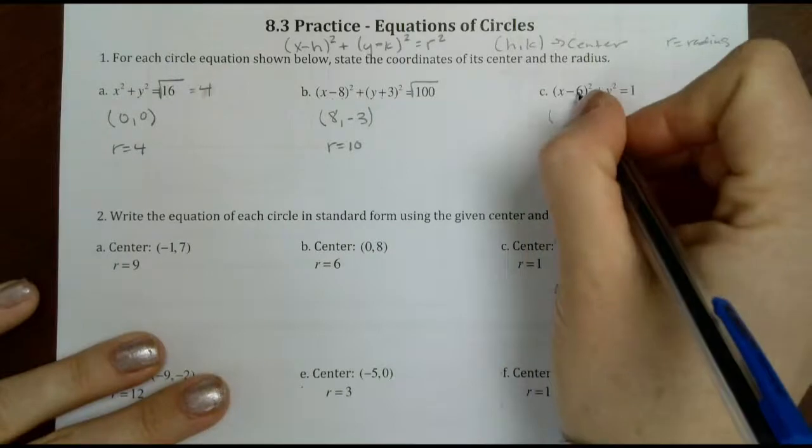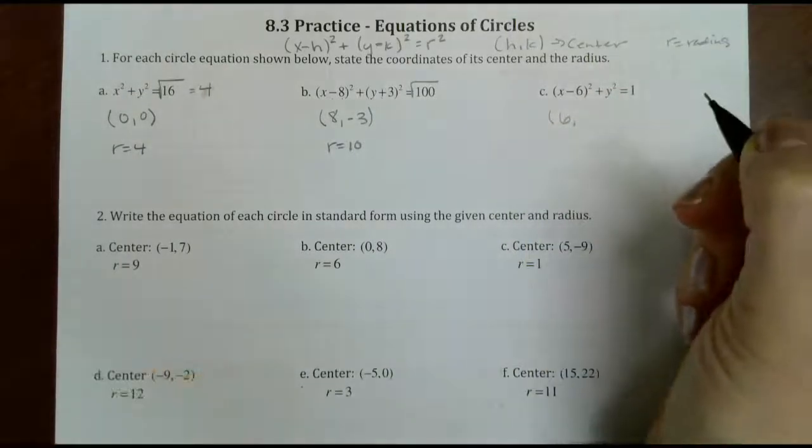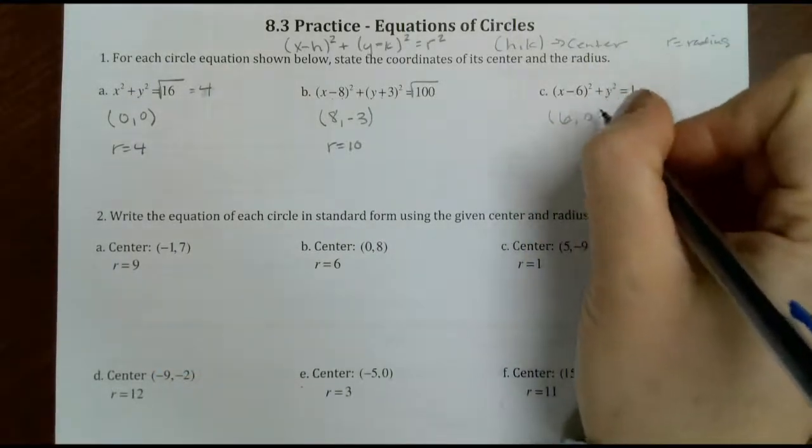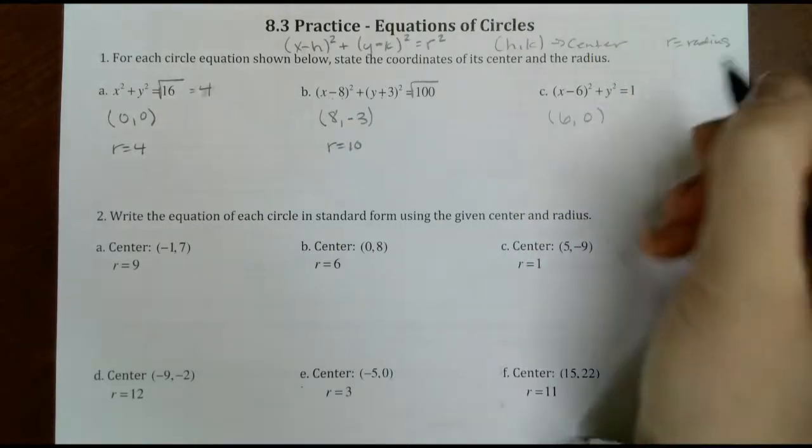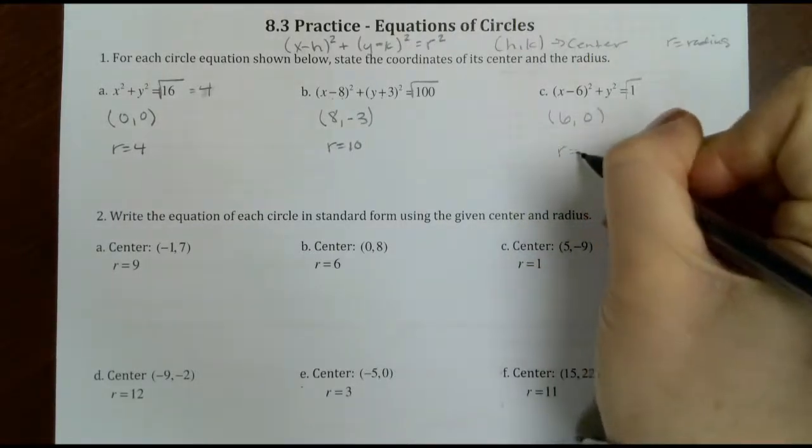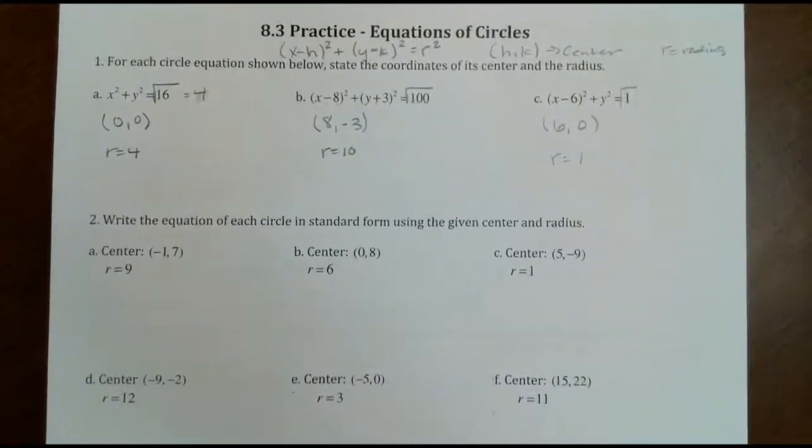For our center here, opposite of what's in there is positive 6. There's nothing added to Y, so our Y value is 0. And then the square root of 1 is 1. So our radius would be 1 for letter C.